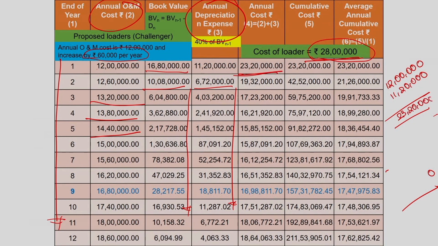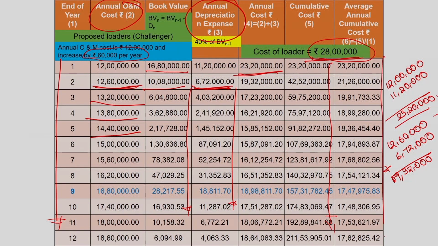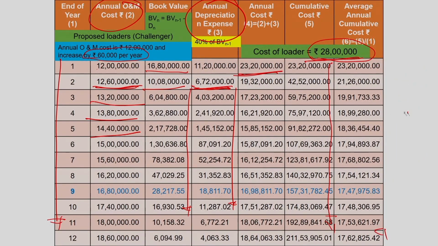23,20,000. Okay. Similarly, for the second year, your operating and maintenance cost is 12,60,000 and your depreciation is 6,72,000. That gives you the total annual cost as 19,32,000. Okay. So like this, you keep calculating for all the years. Every year you can calculate the annual cost, then you can calculate the cumulative cost, then find the average annual cumulative cost. So like we did for the earlier old loader, or the current loader, or the defender.